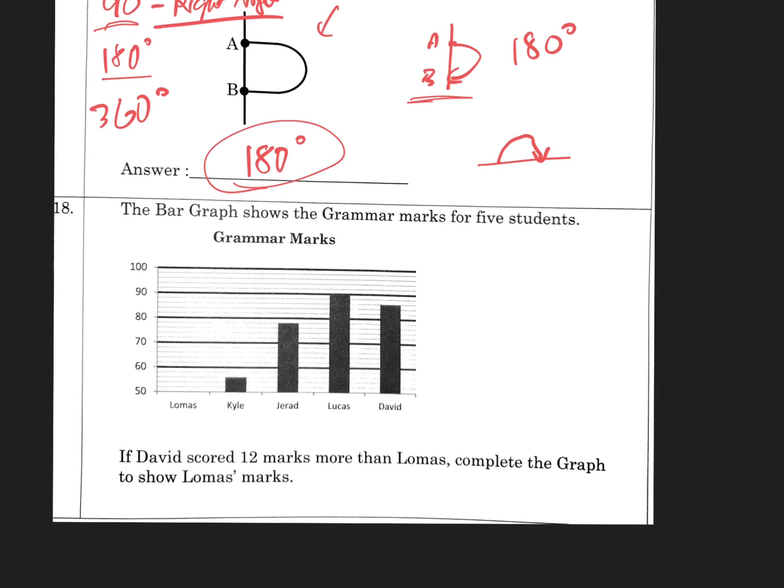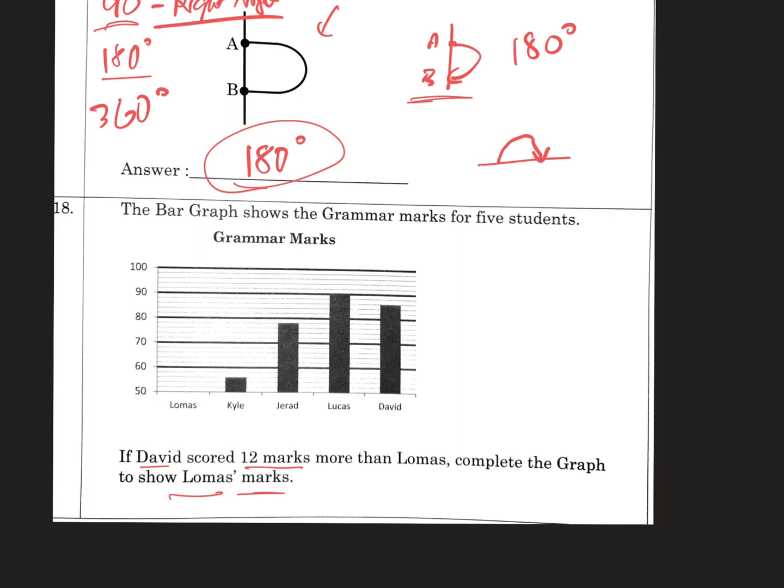All right, so number 18. The bar graph shows the grammar marks for 5 students. If David scored 12 marks more than Lomas, complete the graph to show Lomas's marks. The first thing we have to know is that David scored 12 marks more than Lomas. So let's just write this out.